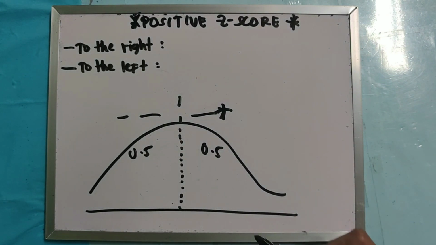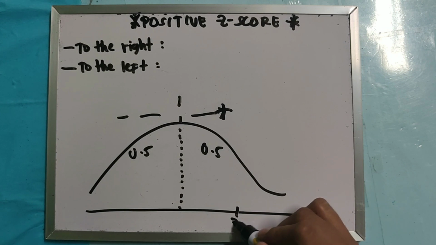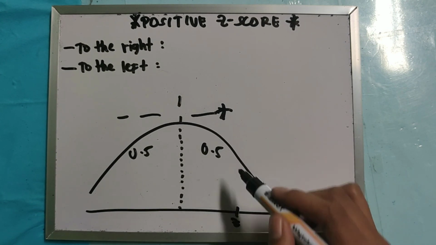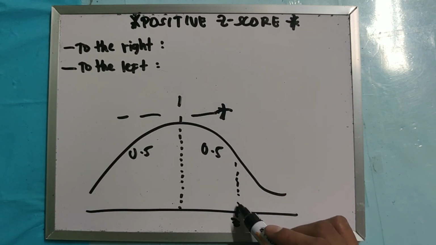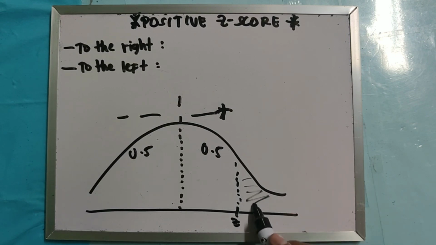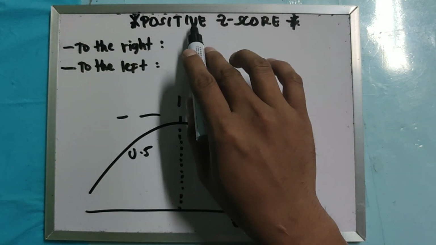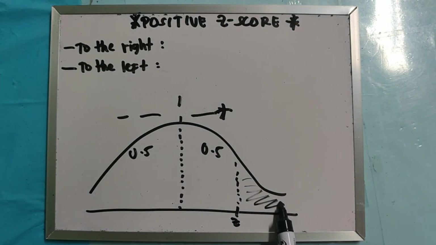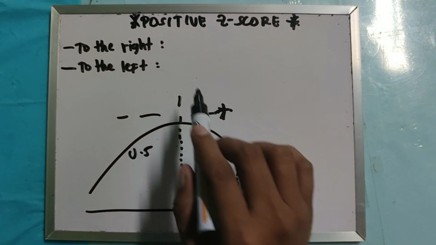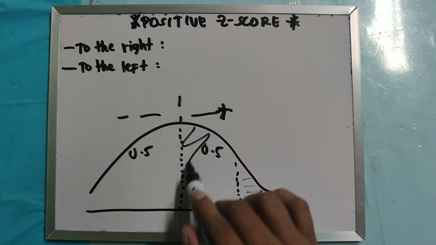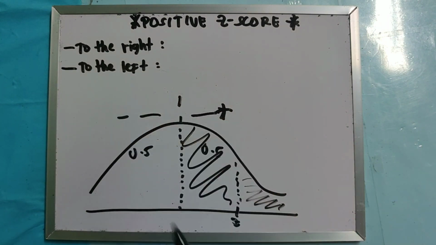So what if, class, our z is located here, positive z-score. What if we are looking for the area to the right of a positive z-score? Anong gagawin natin? What will be the rule? What if we are looking for to the left of a positive z-score? Dito naman, to the left of positive z-score. What will also be the rule? That's how we are going to understand that one.